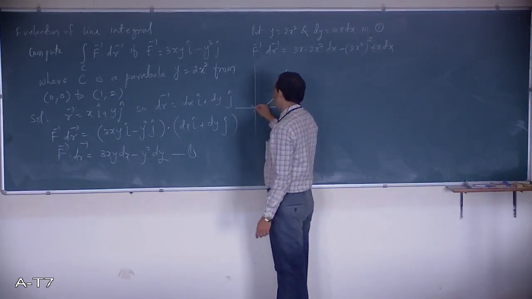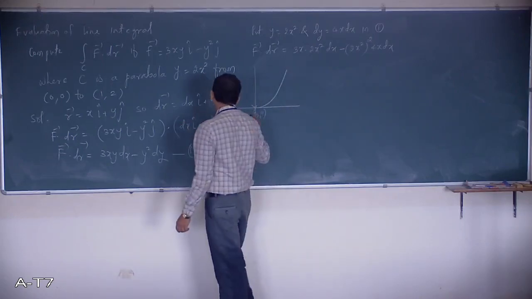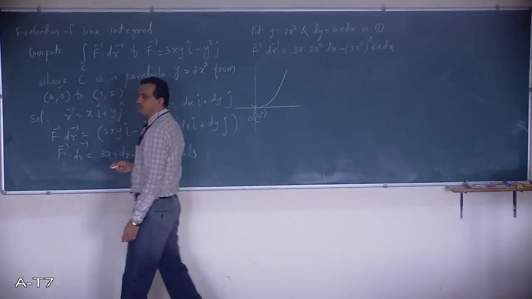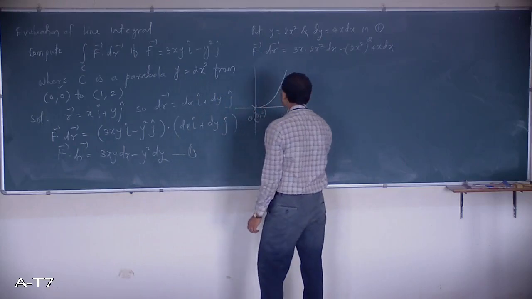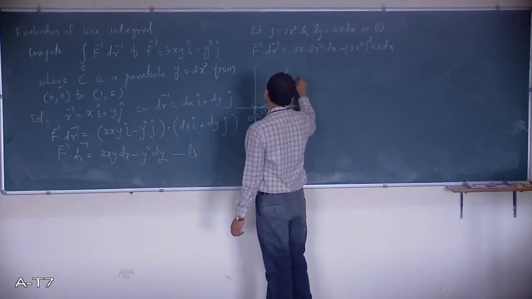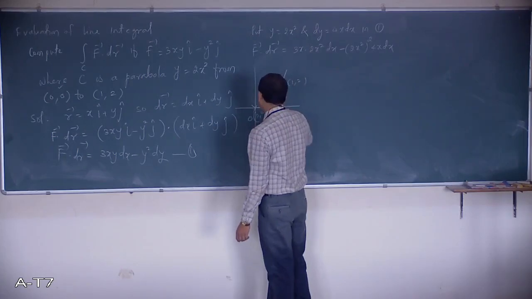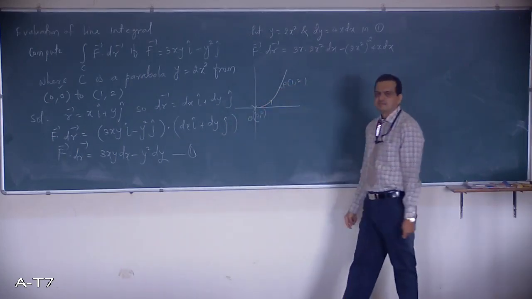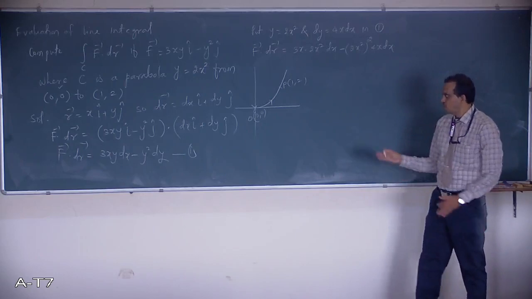And notice here, this is the origin. We have mentioned one point as origin. Other point is 1, 2. You can imagine 1, 2. X is 1, y is 2, roughly here. So this is your point 1, 2. So our integration is in that direction. Our line integration is along OP.